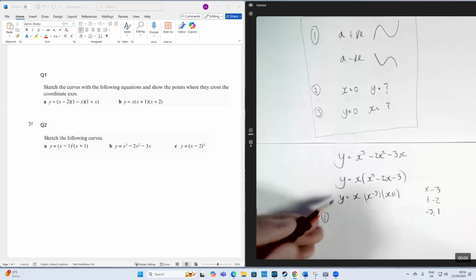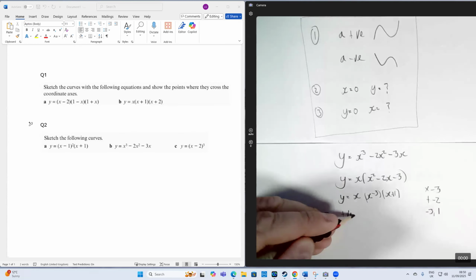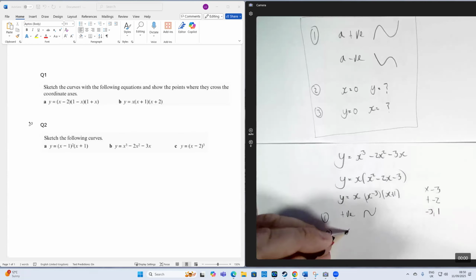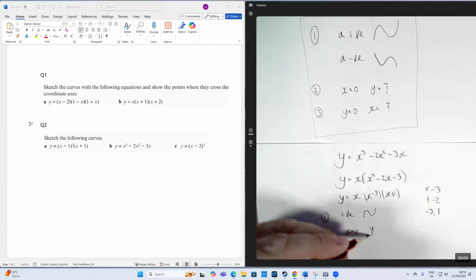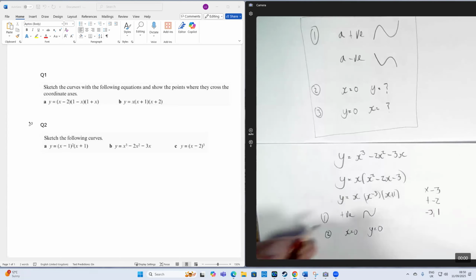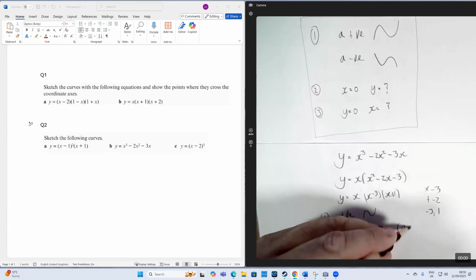Number 1: x times x times x, the coefficient of x cubed is going to be positive, so it's going to have that kind of shape. Question 2: when x equals 0, y will equal 0, because we'll have 0 times something times something. So this one's going to go through the origin, (0, 0).